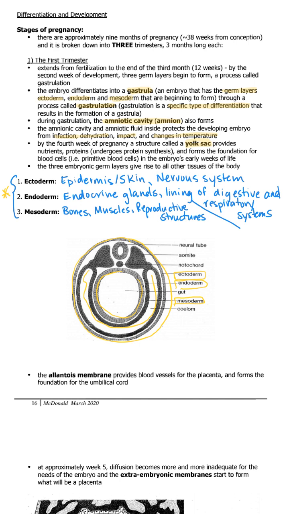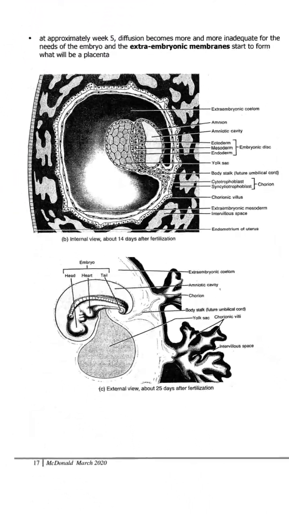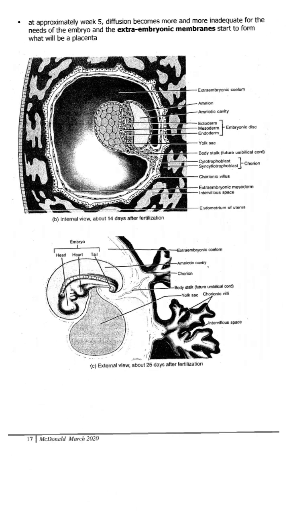Another structure called the allantois membrane, or allantois sometimes, provides blood vessels for the placenta, and as we get more growth happening with this embryo, it'll eventually form the umbilical cord. So if we have a look here, here's 2 images of a growing embryo, one at 14 days after fertilization, one at 25 days. And even in just that amount of time, you can see there's pretty significant difference between what's happening with these cells. So a lot of growth is happening during this time.